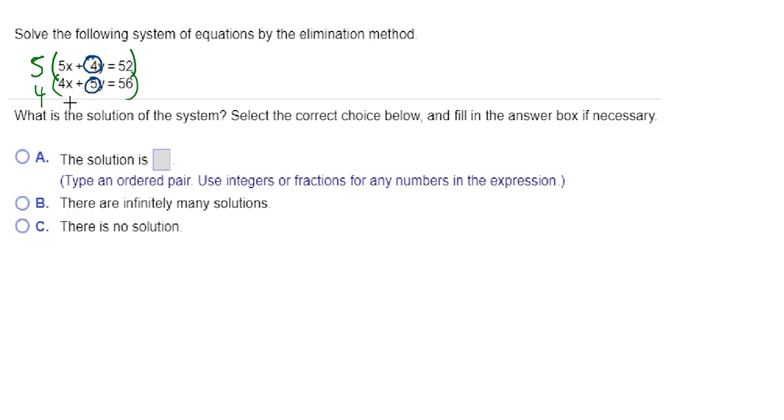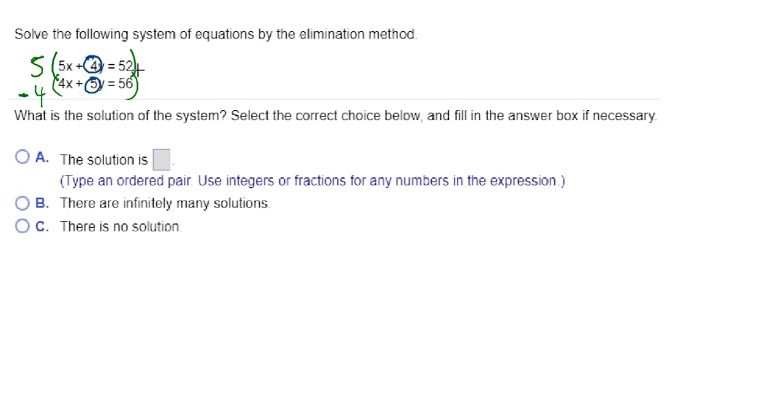But we also want them to be opposite sign, which means I need to make one of these negative. I usually opt for making the smaller number the negative one. And so we'll multiply the bottom equation by -4, so that we'll get -20 for the bottom equation, but still have +20 for the top equation. And that way the y variable will be eliminated.